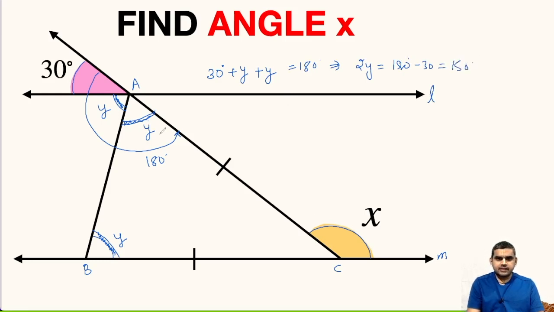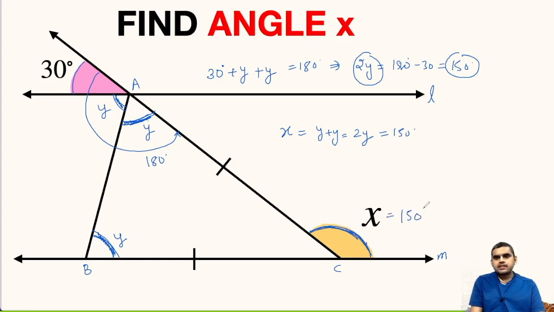If we see this triangle ABC, angle X is an exterior angle. So angle X is equal to the sum of these two interior angles Y and Y. So Y plus Y will give me 2Y, and we already have found the value of 2Y as 150 degrees. So the value of angle X will be 150 degrees.